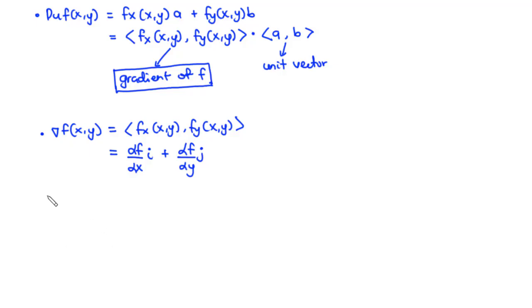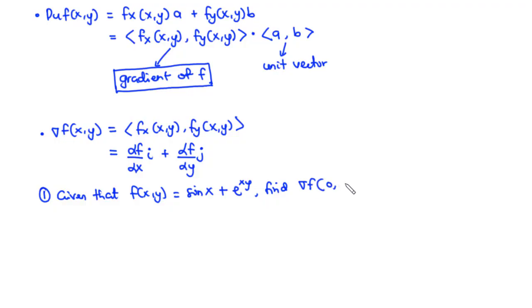So let's take a quick example. Given that f(x,y) is equal to sine x plus e to the power xy, we are going to find the gradient of the function at the point (0, 1). So let's try this together.